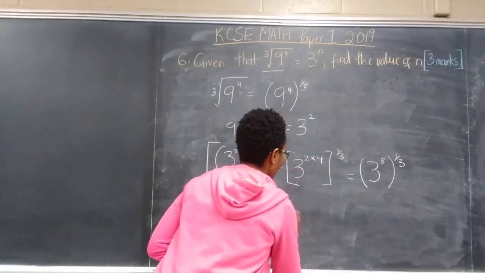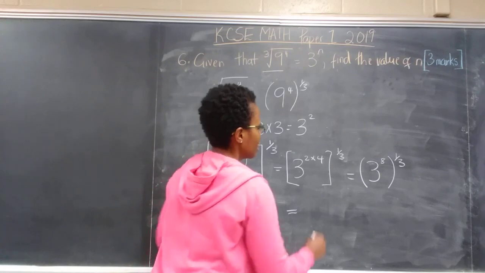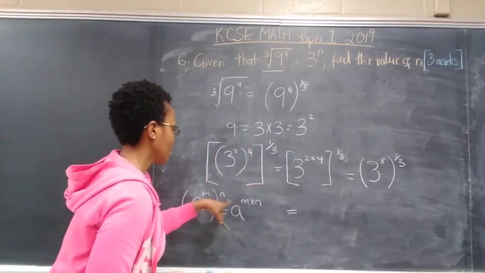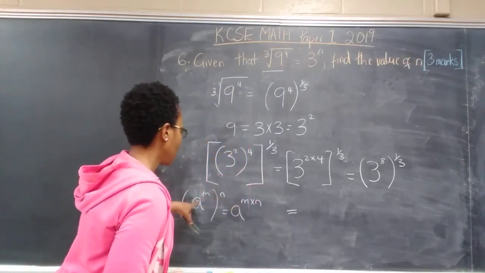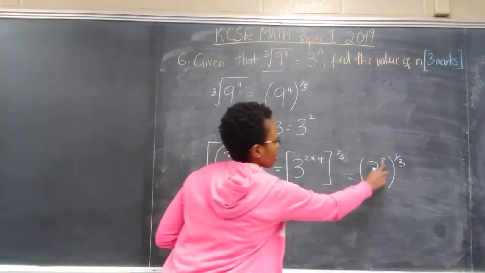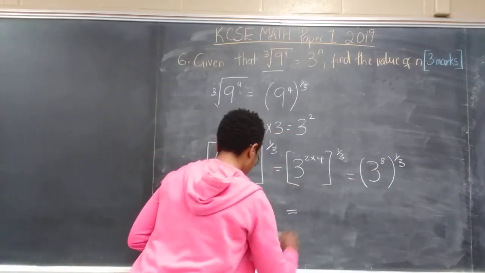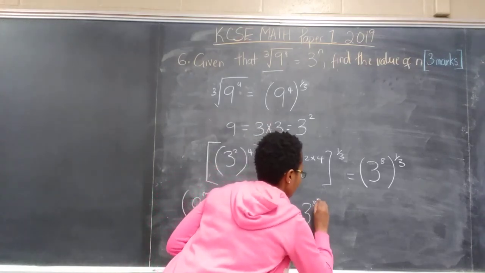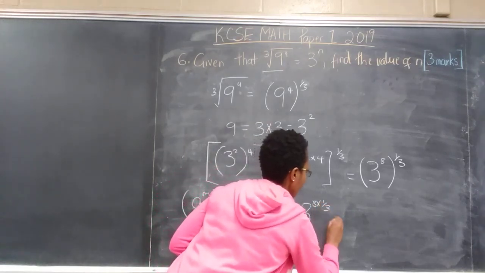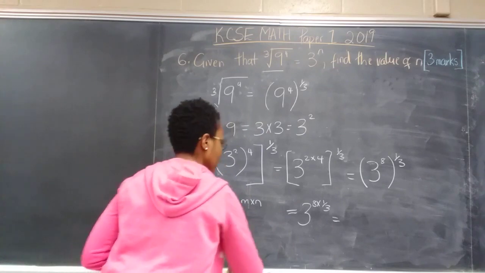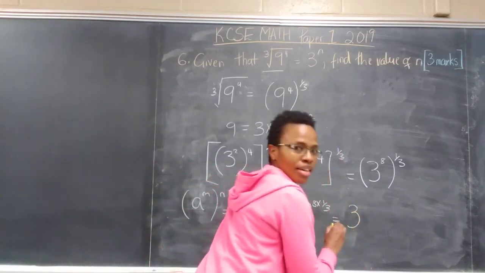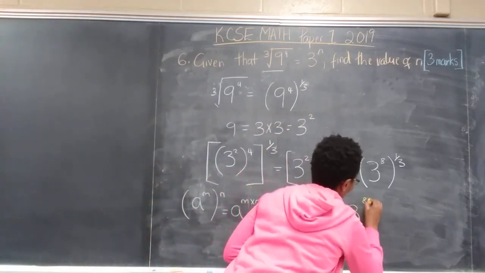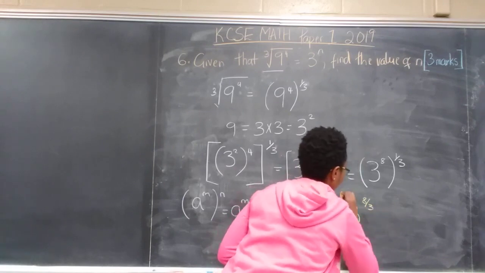Here we can see now we're getting very close to the answer, since we can do the same process again. Here, a to the power of m, all to the power of n, gives a to the power of m times n, so we have 3 to the power of 8 times 1 over 3. So that's our final answer. 3 to the power of 8 times 1 over 3 is the same as 3 to the power of 8 over 3. So there you go, that's your final answer.